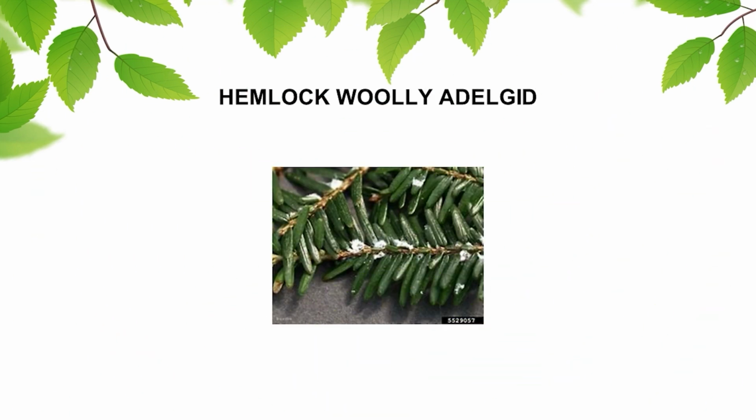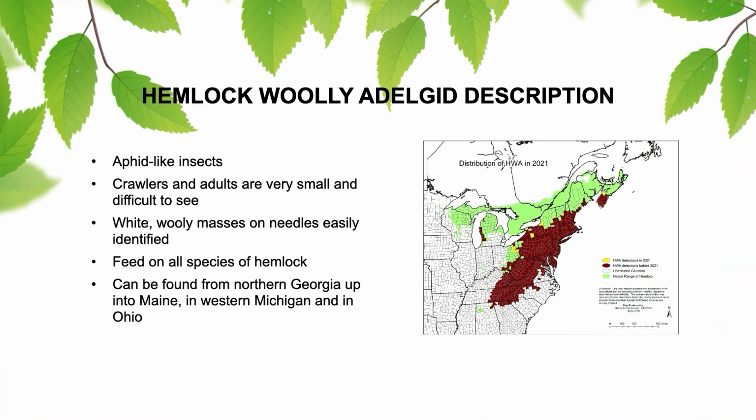Hemlock woolly adelgid. Hemlock woolly adelgid description. Hemlock woolly adelgid adults are aphid-like insects belonging to the hemipteran order of true bugs with piercing, sucking mouthparts. Both the crawlers and adults are very small and difficult to see with the unaided eye. Their white woolly masses on needles are easily identified on the branches at the base of the needles.